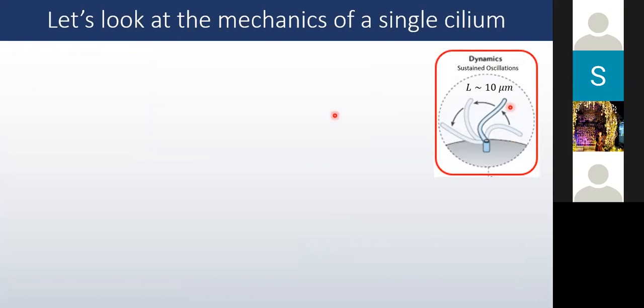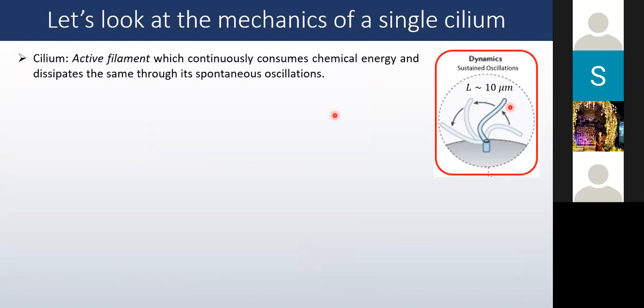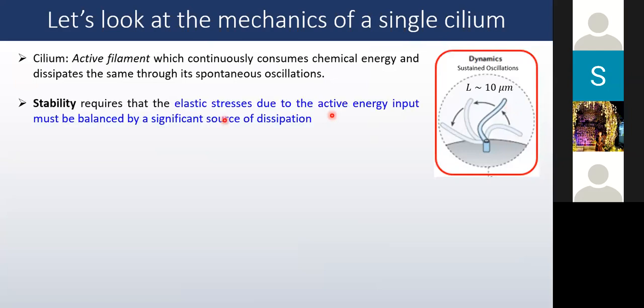Now, what is a cilium mechanically? I'm not interested in the detailed internal structure. As I have already told you, it's an active filament, so it will consume some chemical energy and dissipate the same through its motion. In this case, it is spontaneous oscillations. And the filaments, by sliding and bending, that should be balanced by a significant source of dissipation. Now, this is very important.